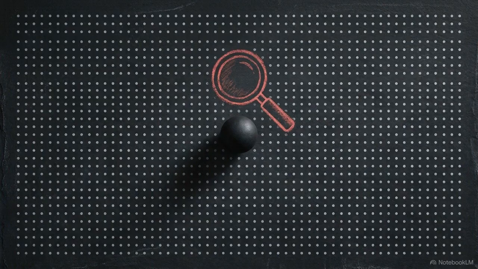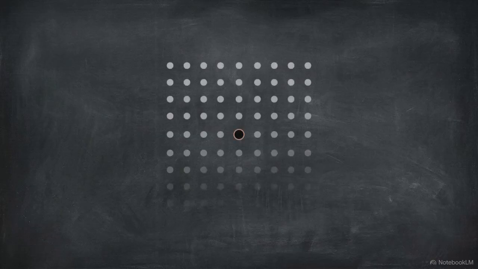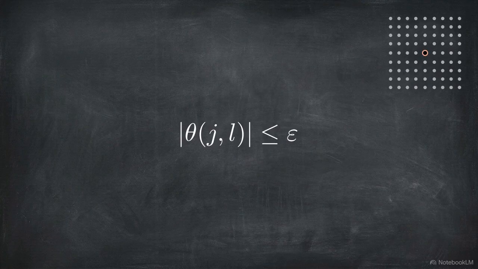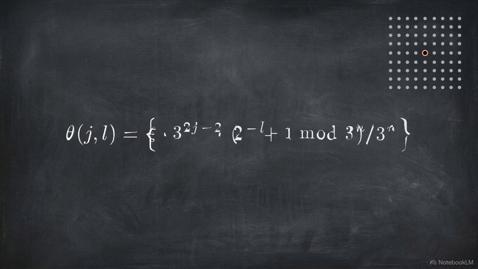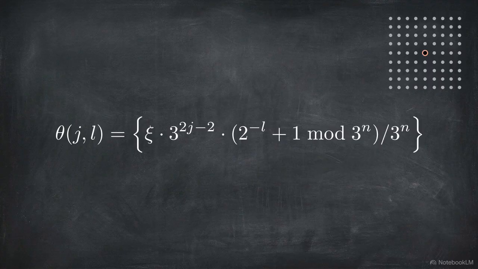To find the true relationship, we have to start with the exact parameter for blackness in Tao's framework. A lattice point is declared black when its signed fractional part, defined as theta of j, l, has an absolute value less than or equal to a fixed small threshold epsilon. This equation is Tao's exact formulation for that phase.